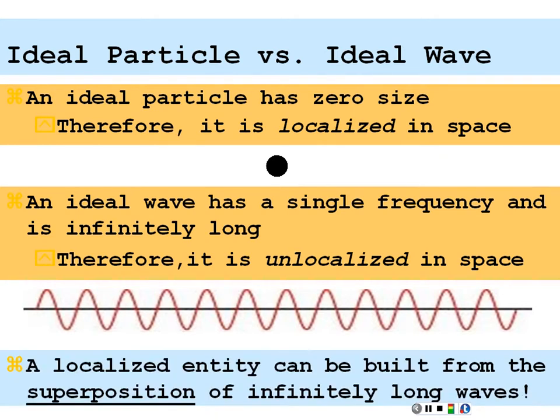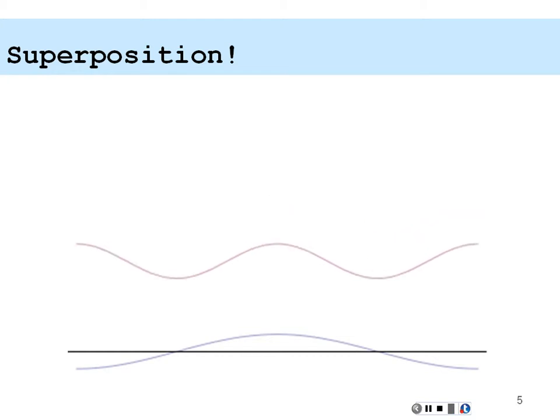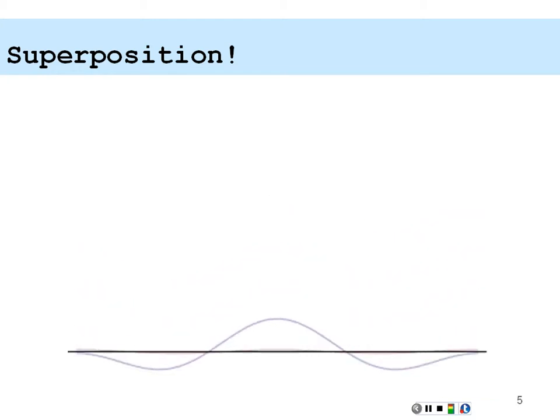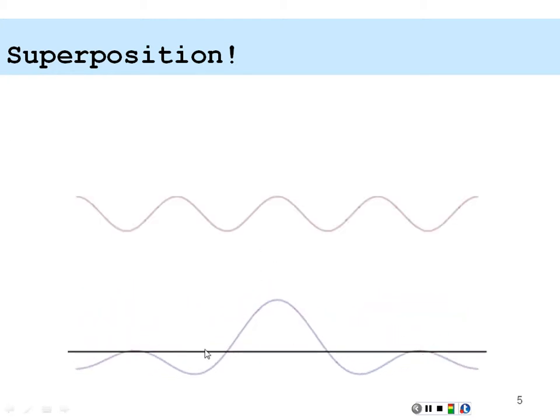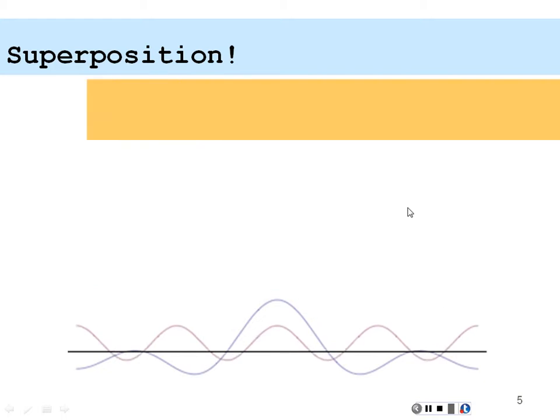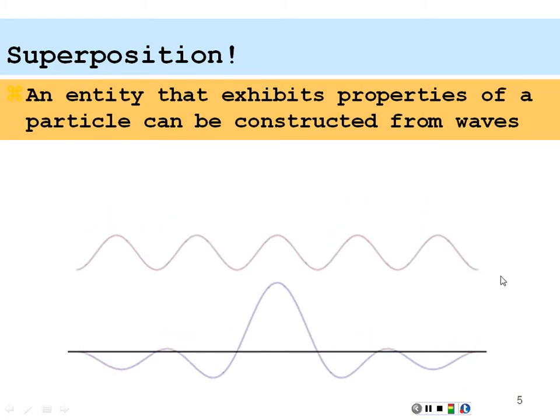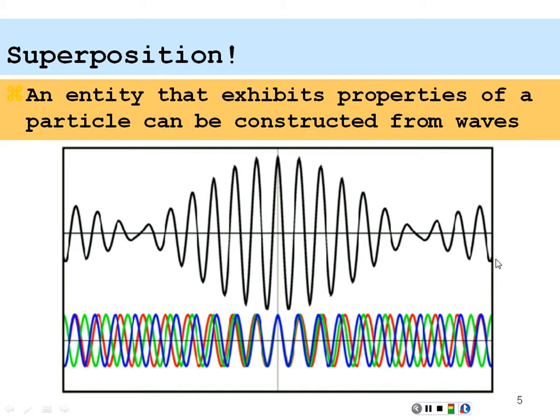A localized entity, though, could be constructed by taking these ideal waves, taking many of them of slightly different frequency, and adding them together, having them constructively interfere, and at some point we are going to end up with a superposition wave packet. So by adding these waves, all of them slightly different, but at some point we end up with constructive interference, we end up with an entity that is constructed from waves but acts like a particle. This is our wave packet.